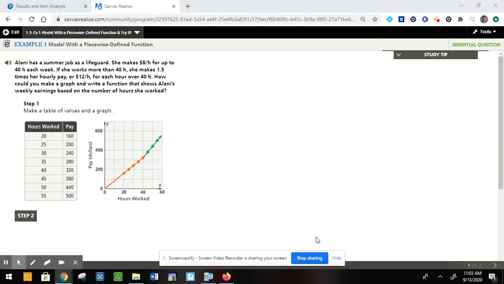All right, so the first example we're going to look at is piecewise functions. And again, piecewise functions are essentially functions that have two or more different parts. This example is going to have two parts to it.